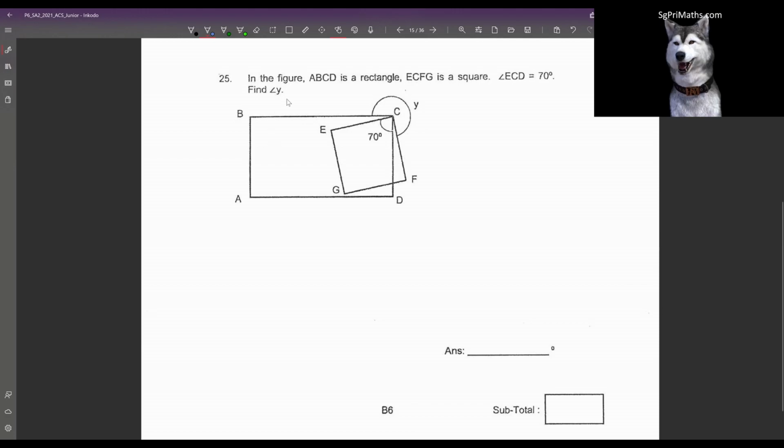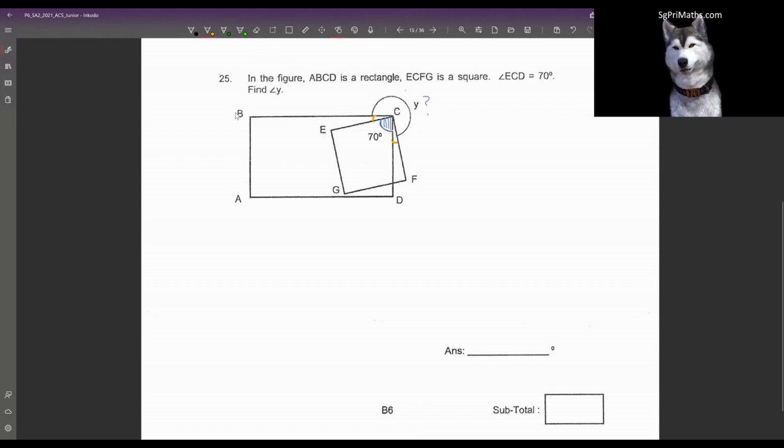Question 25. In the figure, ABCD is a rectangle, ECFG is a square. Here, angle ECD is 70 degrees, which is here. Find angle Y. Y is here. I'm trying to find this. If this is a rectangle, this angle here, BCD, is 90 degrees. We can find this. And within the square itself, it's also a right angle here, so we can find this. If we know this and this, then we will know angle Y.